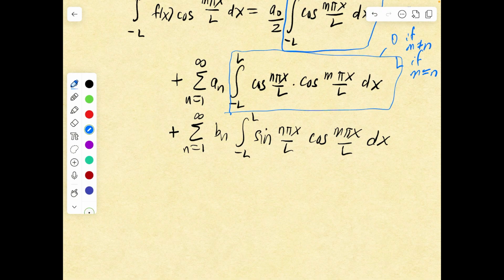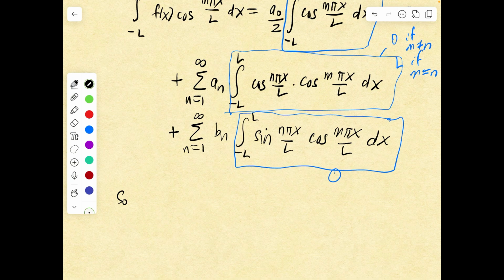Now we're going to look at what happens when you have sine and cosine, times cosine. Those are the last two facts we're going to look at. So now we're going to figure out the integral from negative L to L of sine of m pi x over L times sine of n pi x over L.